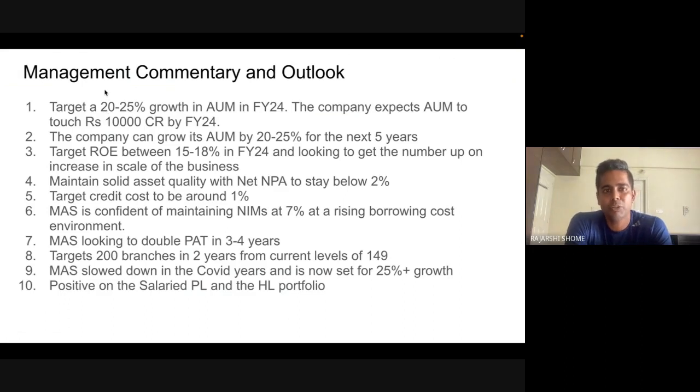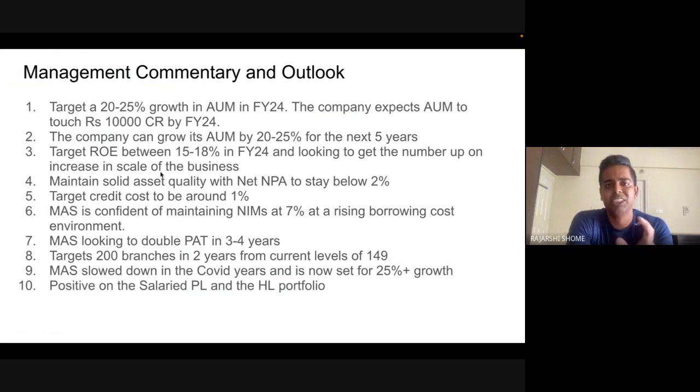So Mass talks about 20 to 25% growth, correct? And they expect the AUM to touch 10,000 crore in this fiscal only. So 8,000 to 10,000 crore is a 25% growth rate. They should be able to do it. Again, the company, probably a couple of quarters back, has said it will be easy for them to grow at this rate, 20 to 25% AUM growth, for the next 5 years, right? So it shows, with such a small base, it's not that difficult to grow your base.